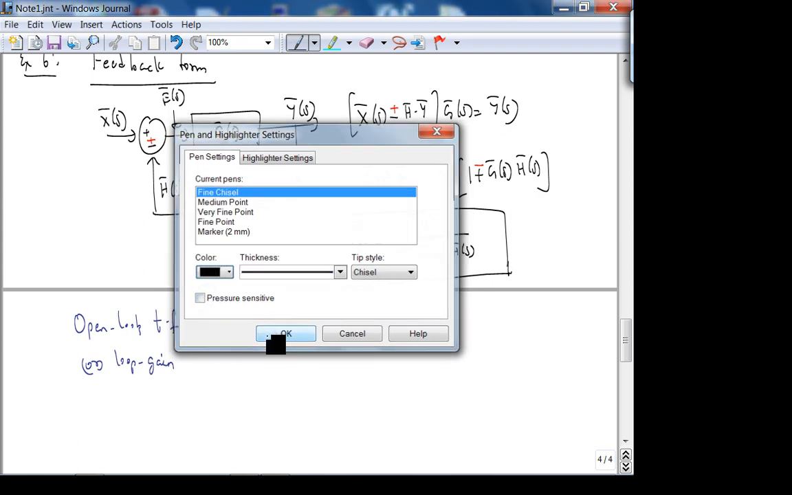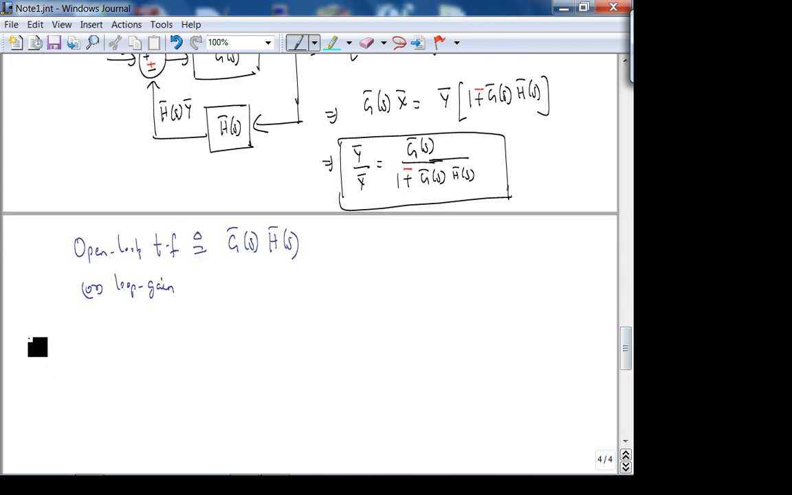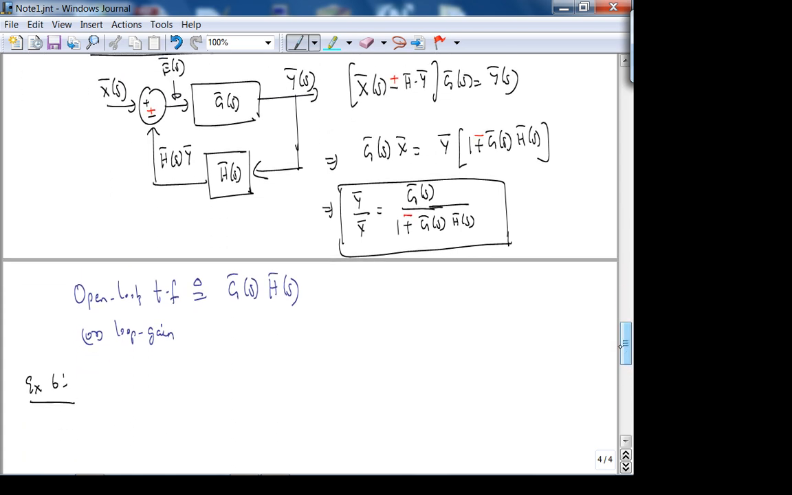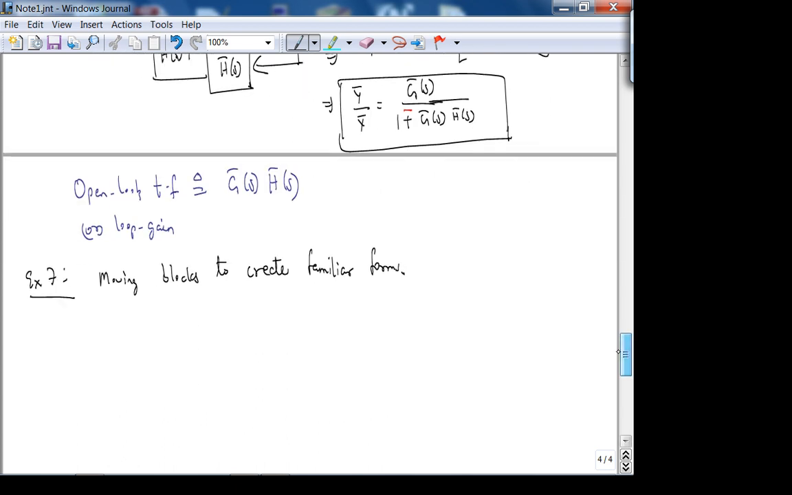All right, let's look at another example. Example 6 already done, example 7. You could say this is moving blocks to create familiar forms. Okay? As you'll see. So let's look at A. Okay, let's look at different subparts.